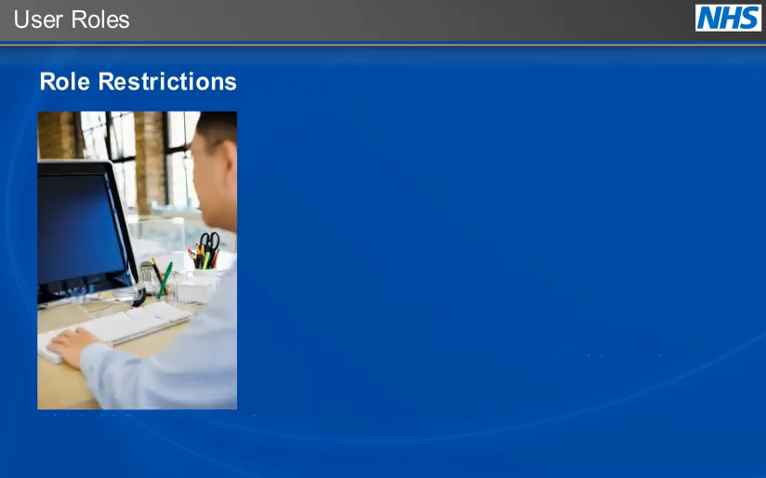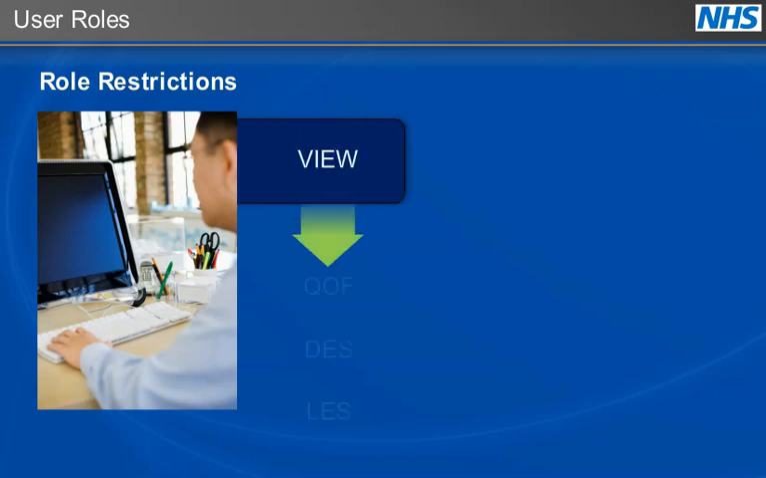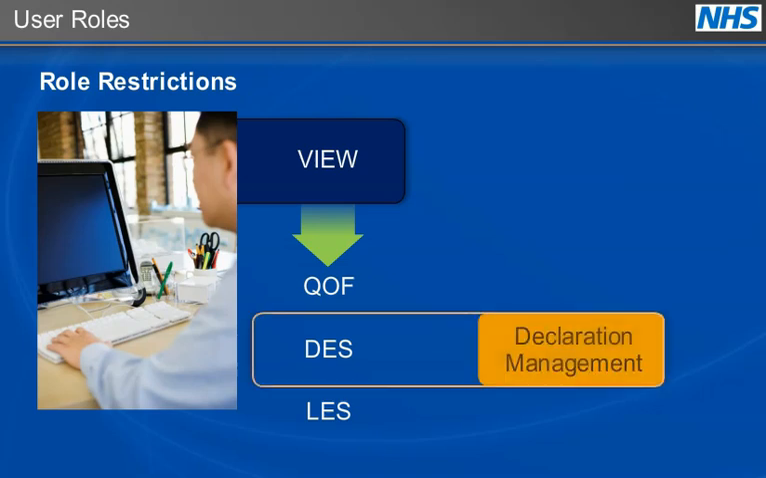Roles are also restricted by the quality services you have been assigned. For example, Thomas could be set up to view the QOF, DES, and LES, but only have declaration management for the DES.